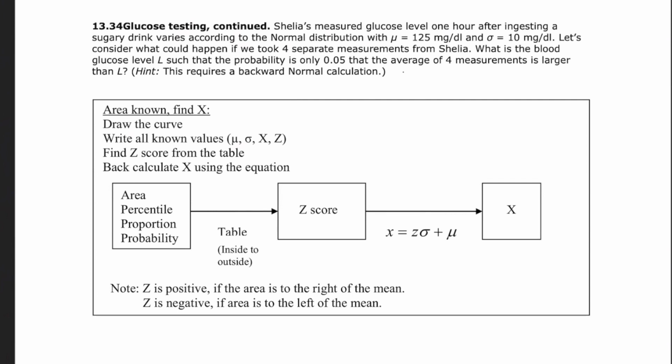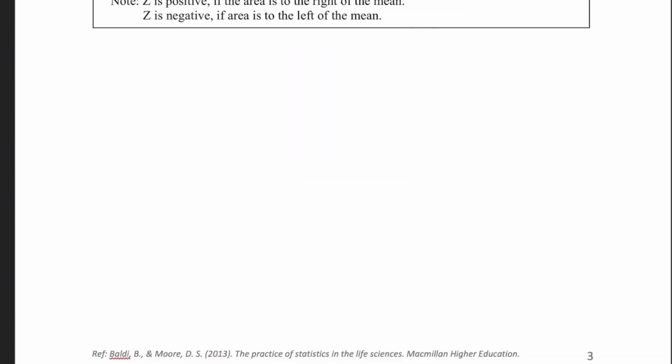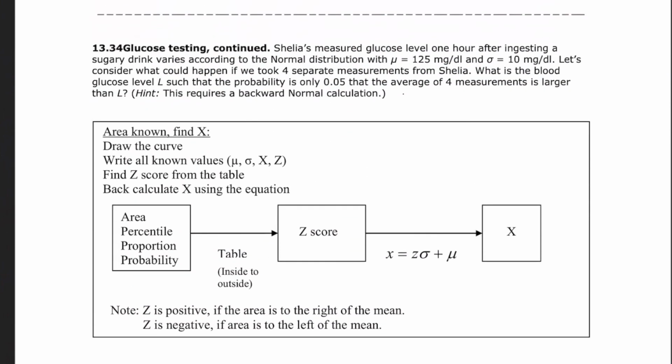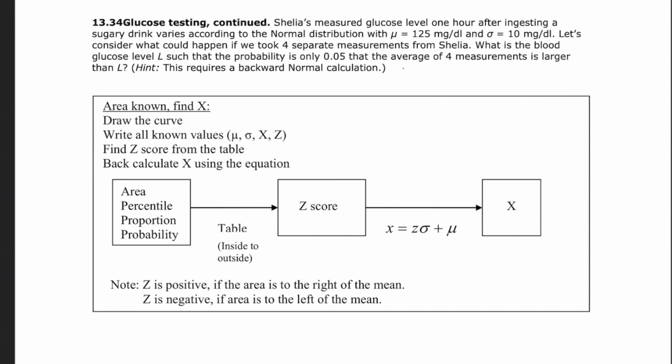Alright, so here is the second question from chapter 13 on sampling distribution. And we have a question up here, 13.34. Again, this is from a textbook, Baldi and Murray, mentioned over here. So take a moment, pause the video and read through the question. Once you are done reading, we can look at it.